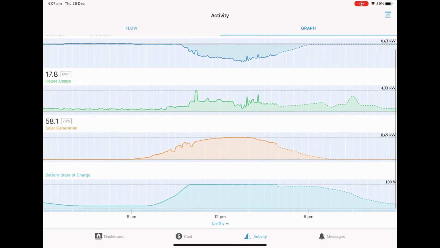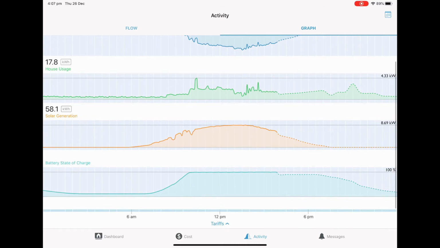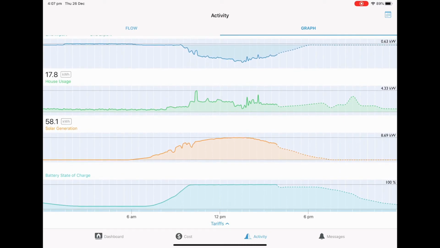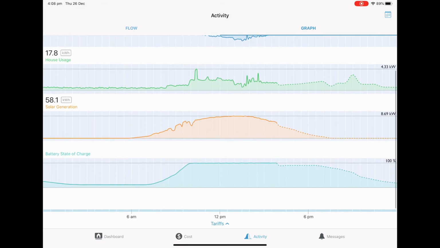Solar generation 58.1. So you can see it's been a good day for solar today. So it's been fairly consistent, bar earlier this morning, but it's been a fairly good day. It peaked at 8.69 kilowatts, so I've seen it sort of in the mid 9s before, so it really just depends on the day. And down the bottom you've got battery state of charge.